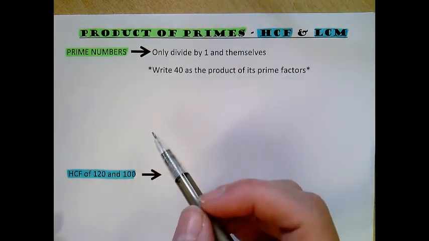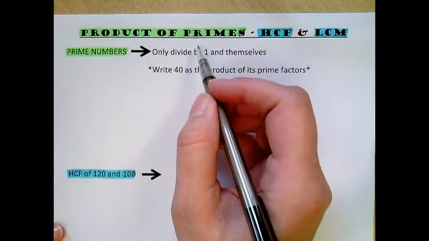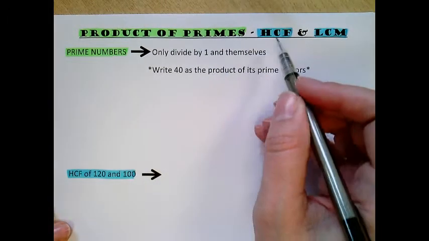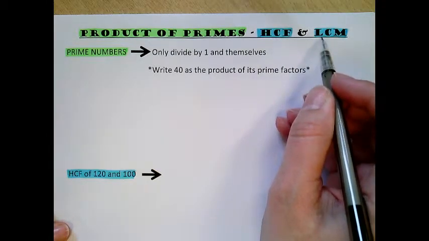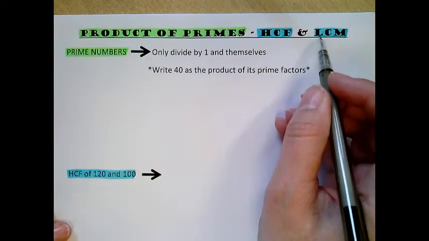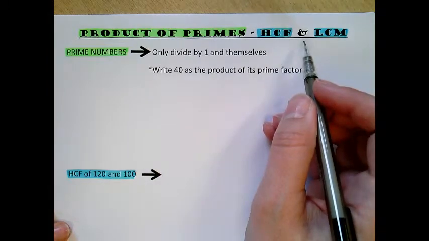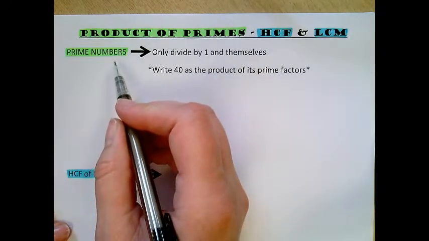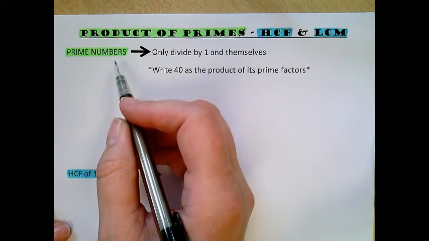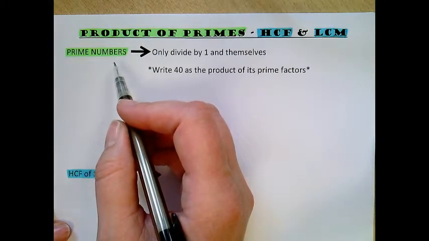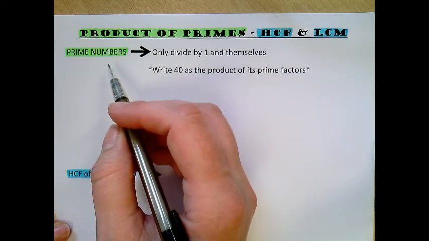This video is on the product of primes, or the product of prime factors, and also on how you find the highest common factor or lowest common multiple of a pair of numbers. So before you do any of these things, you need to know what your prime numbers are. Prime numbers are the numbers that only divide by one and themselves. That doesn't really mean very much until you actually start looking at some of the numbers.